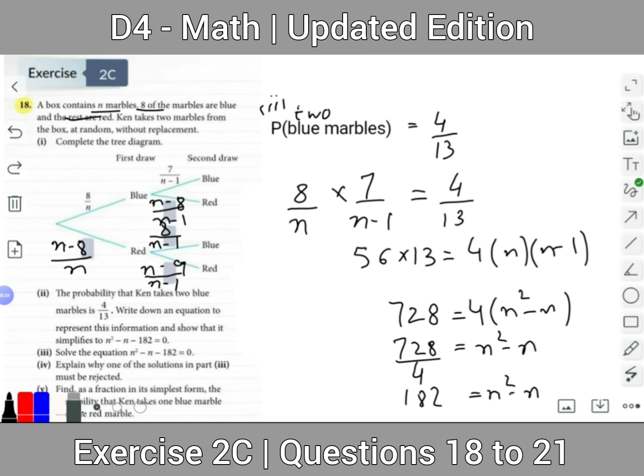Further we have n square minus n. This 182 on the other side becomes minus 182, equal to 0. With the equation we have n square minus n minus 182 is equal to 0, so hence we have shown.